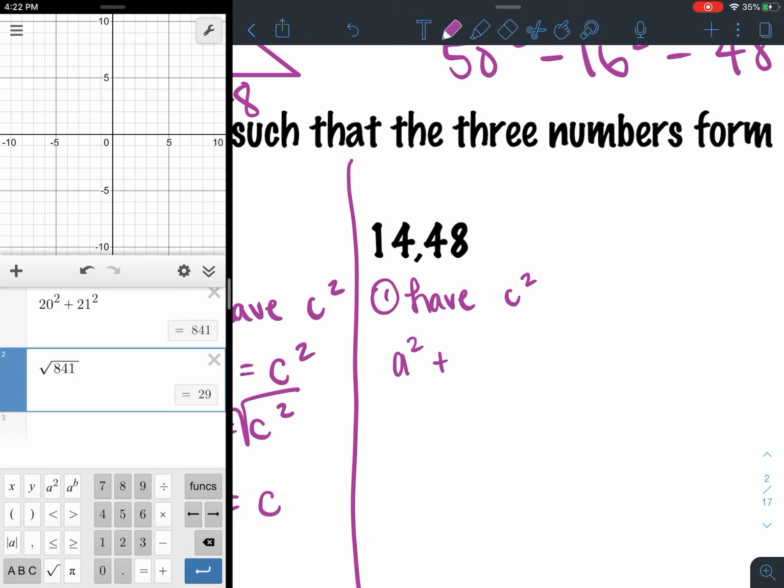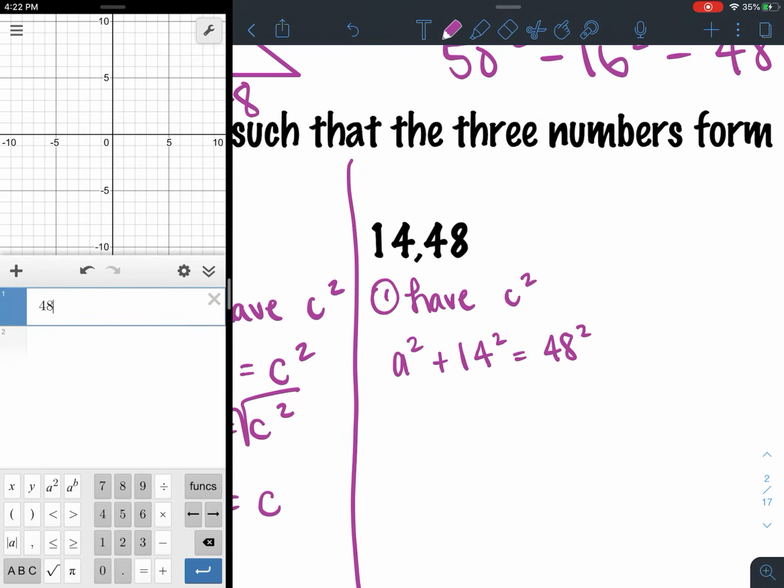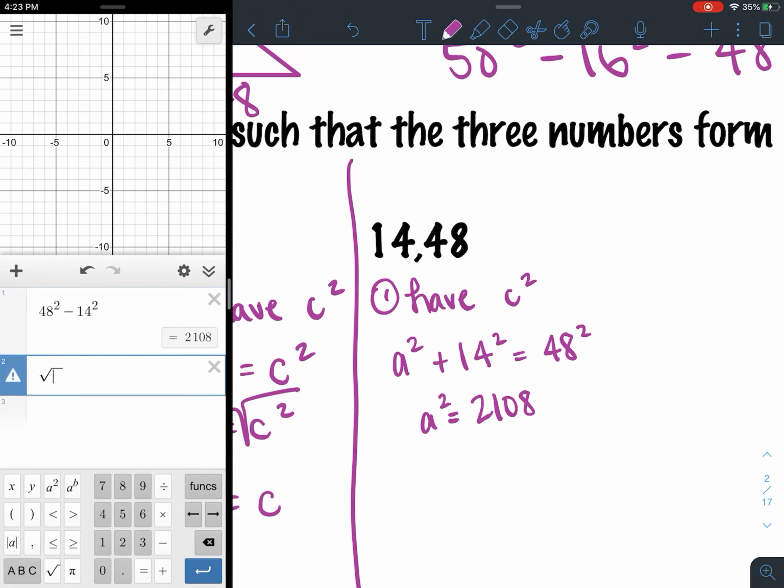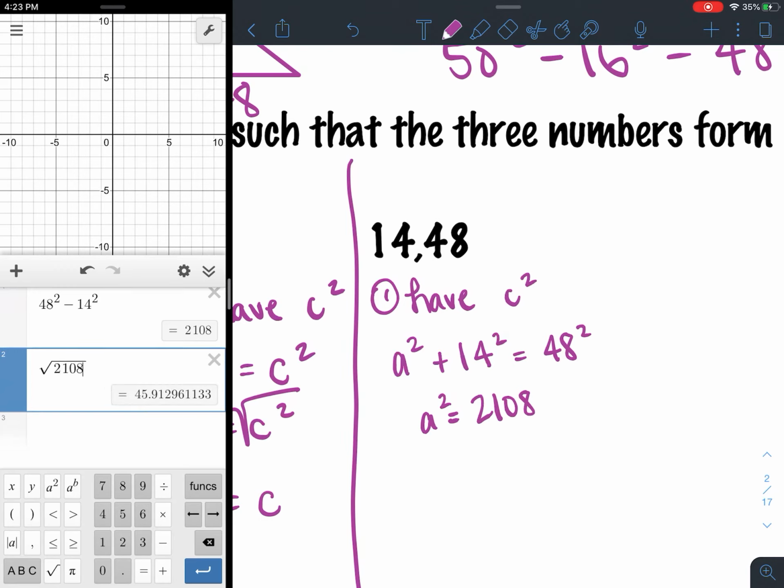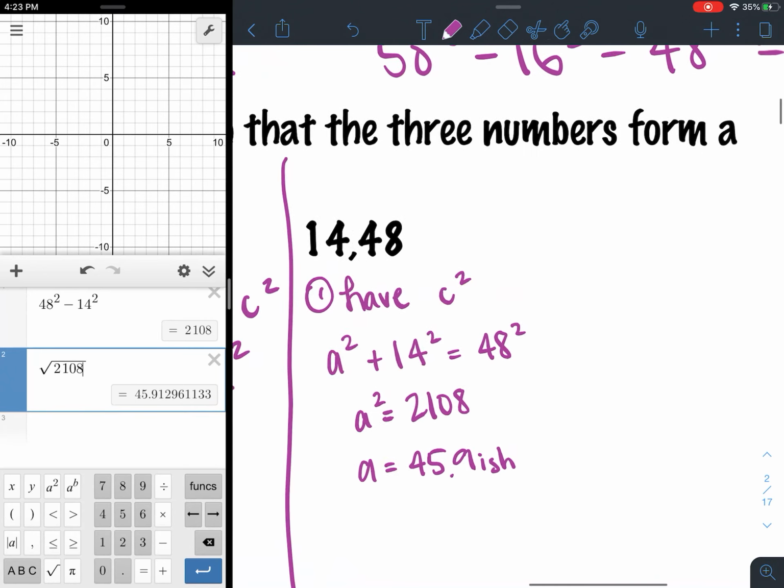So a squared plus 14 squared is equal to 48 squared. I'm going to come over here. 48 squared minus 14 squared gives me an a squared that's equal to 2108. I do not know what the square root of that is, but there's an easy way to find it out. So square root of 2108. So a is going to have a value of 45.9-ish, which is great. It'll work, but it's not what we're looking for.